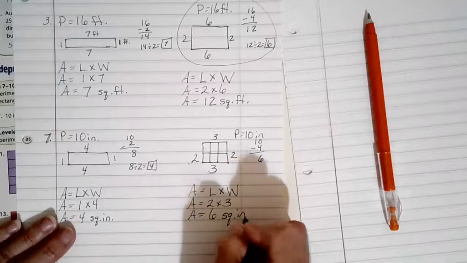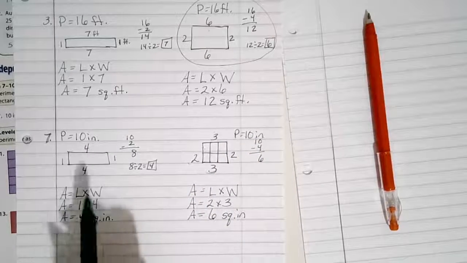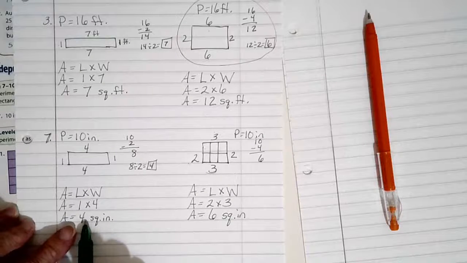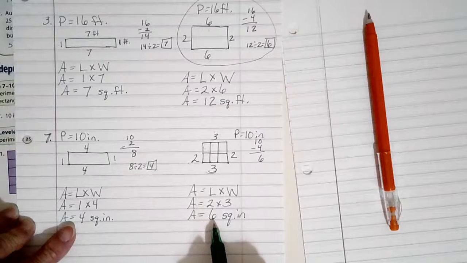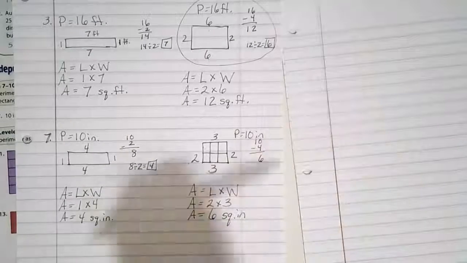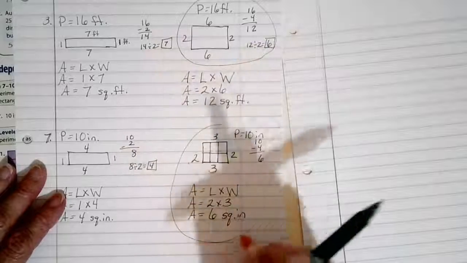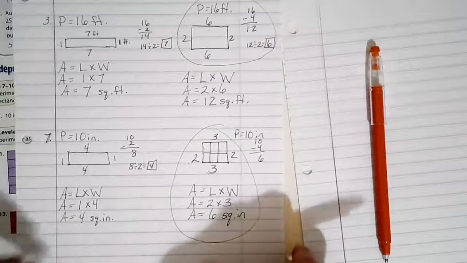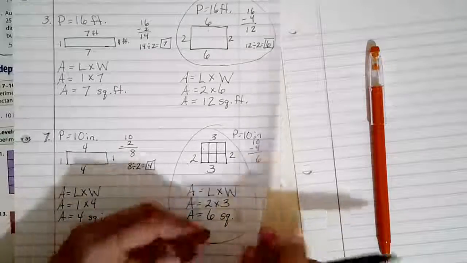Inches. Now I'm going to compare my shapes, my 2 rectangles. I've got 4 square inches and 6 square inches. Which one has a greater area? That is right. Rectangle 2 has a greater area. Let's turn our page over.